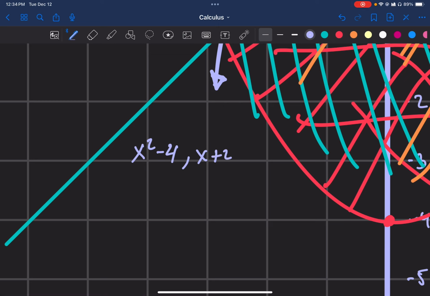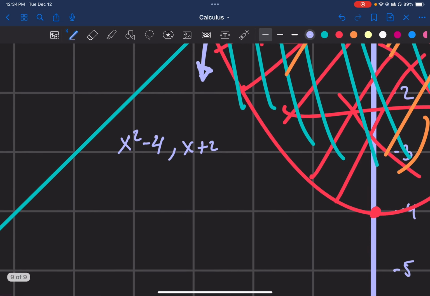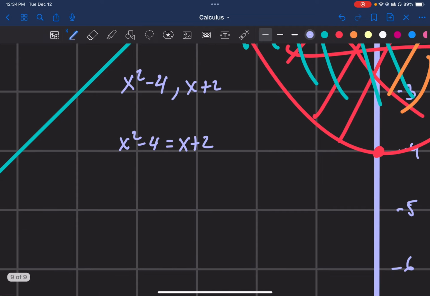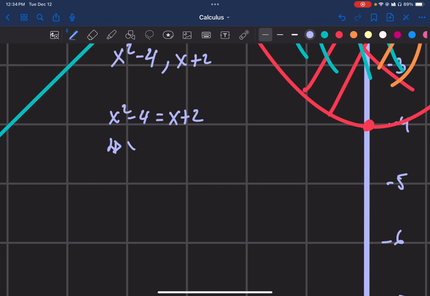When two lines are meeting, that means that they have the same value of x and the same value of y. That means that if I make x squared minus 4 equal to x plus 2, I'm going to find what value of x will make sure that those two lines meet at exactly the same point. So I'm going to solve for x in this case. Let's go and do that. So x squared minus 4 is equal to x plus 2.